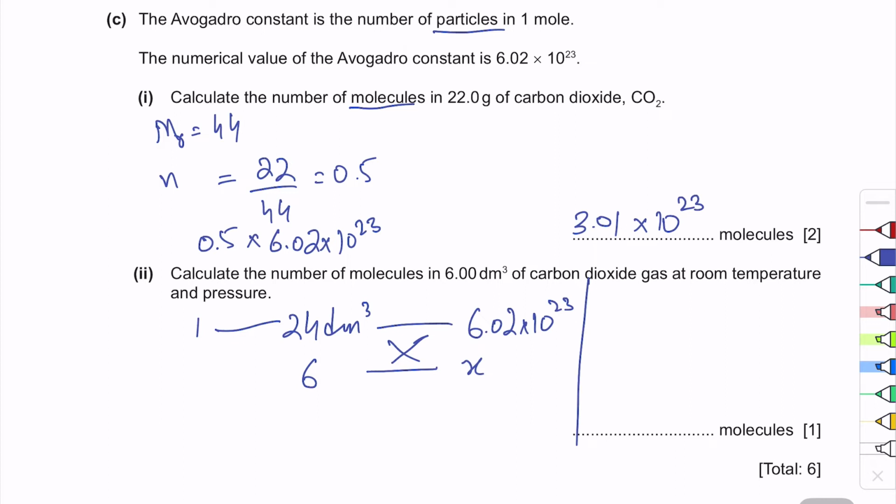If you don't like that, then what we can do is first find the number of moles, that is 6 over 24, 0.25. Then multiply 0.25 with Avogadro's number, 6.02 into 10 power 23, and whatever the answer is, you can write that.